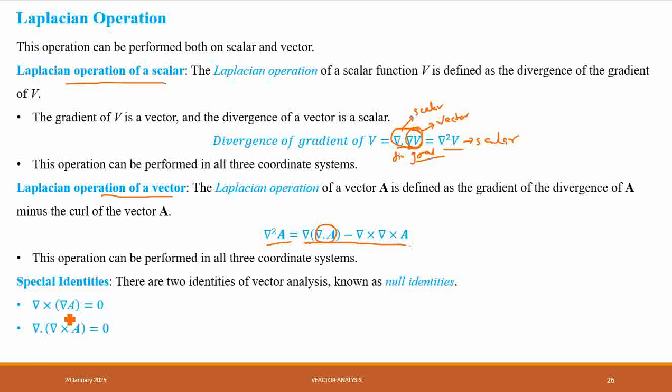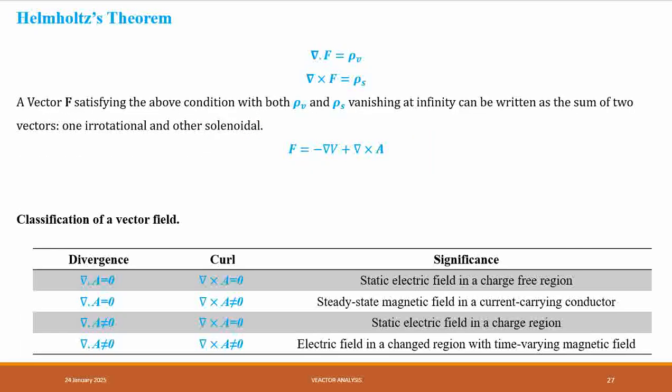So curl of gradient of A will give 0 and divergence of curl of A vector will give 0. These two identities you have to use in future.